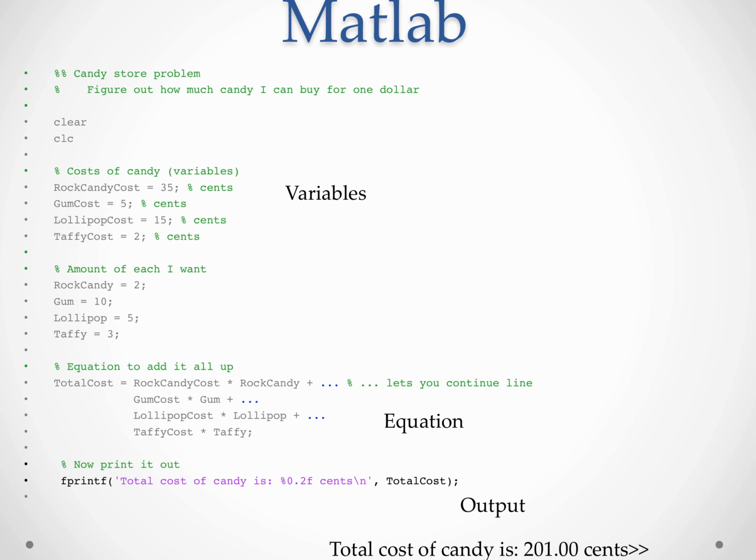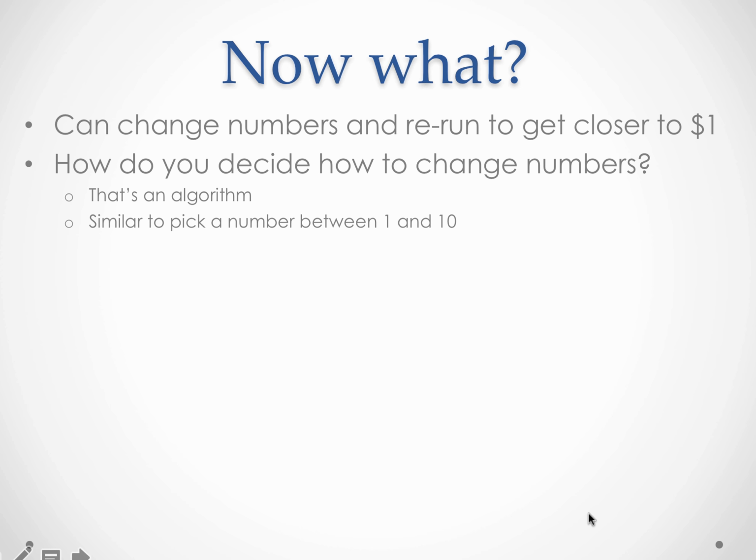All right, so what did we do? We took our simple problem, we turned it into variables, turned it into an equation, and the value of that equation we output. So now what? Well, like I said, you can change the numbers and rerun until you get closer to $1. How do you decide how to change those numbers? That's an algorithm. That's the hard part of this class, figuring out how to write down the logic about what to do. The logic is actually pretty simple.